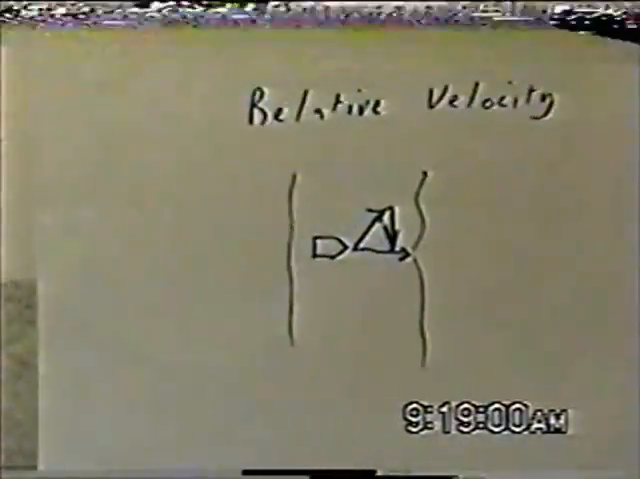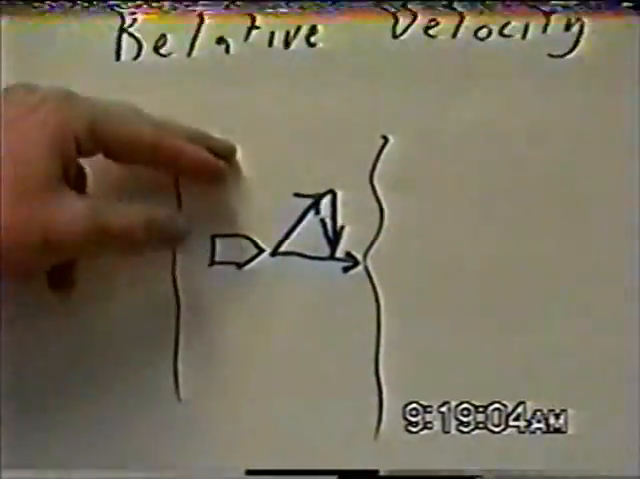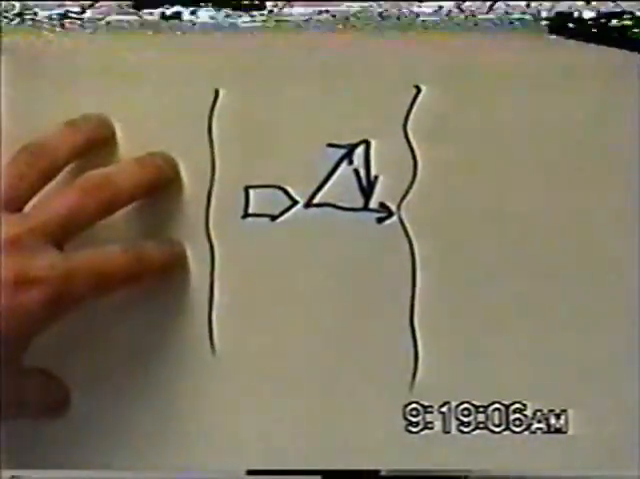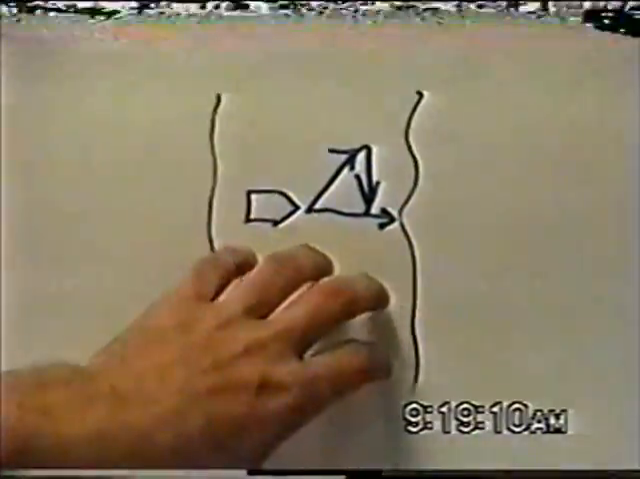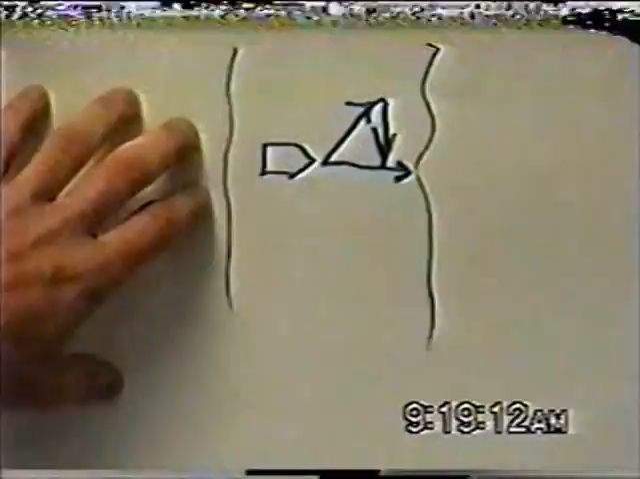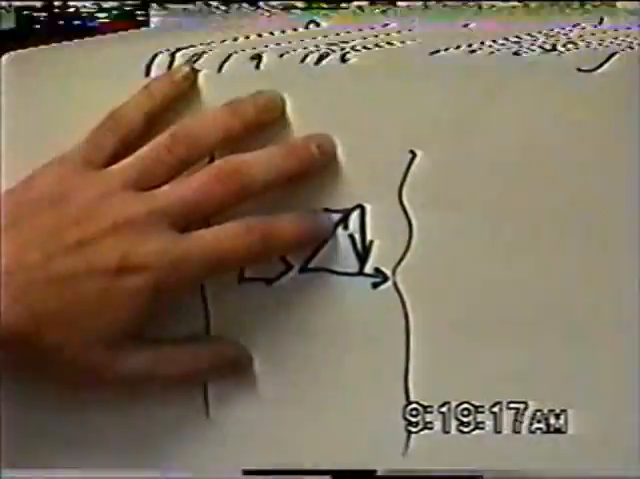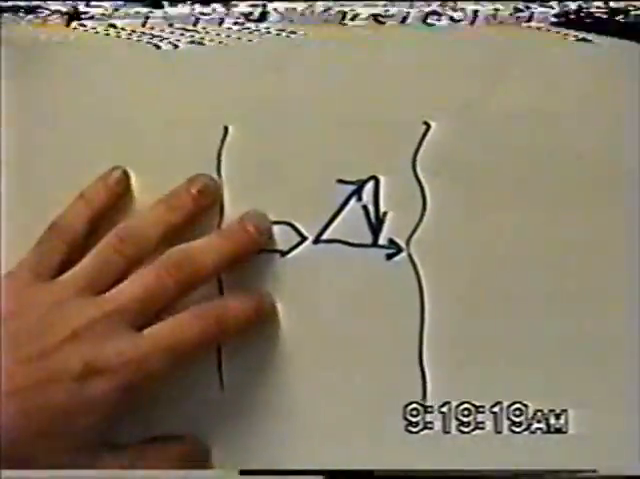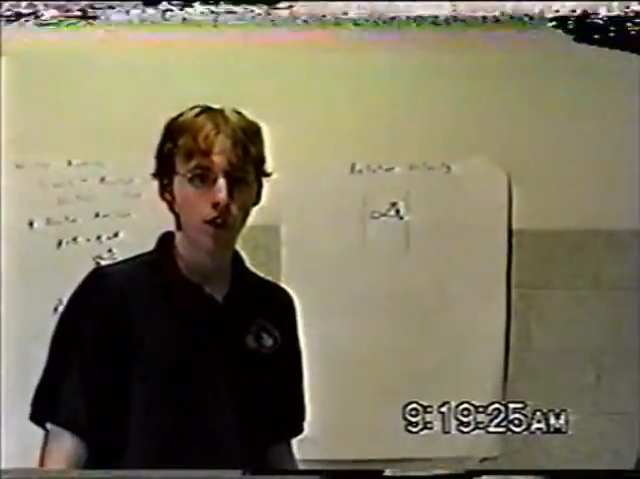Relative velocity is the velocity of the boat relative to the shore. The boat's moving with the river, so the boat by itself has a velocity relative to the shore. The river is moving also, so the river has a velocity relative to the shore. And the boat itself is moving against the river also, so it's got a velocity relative to the river. Another example of this would be me and you standing on Earth right now. Relative to the Earth, we're not moving.